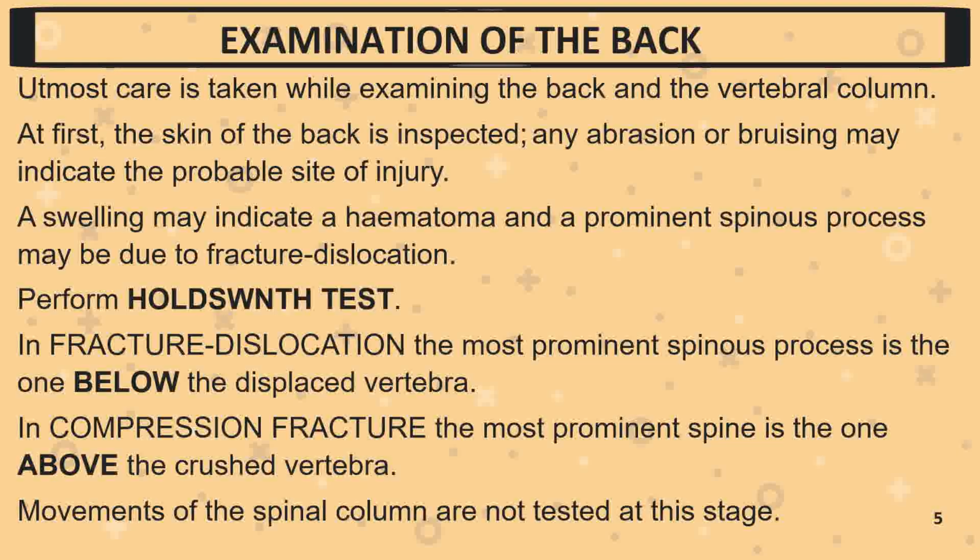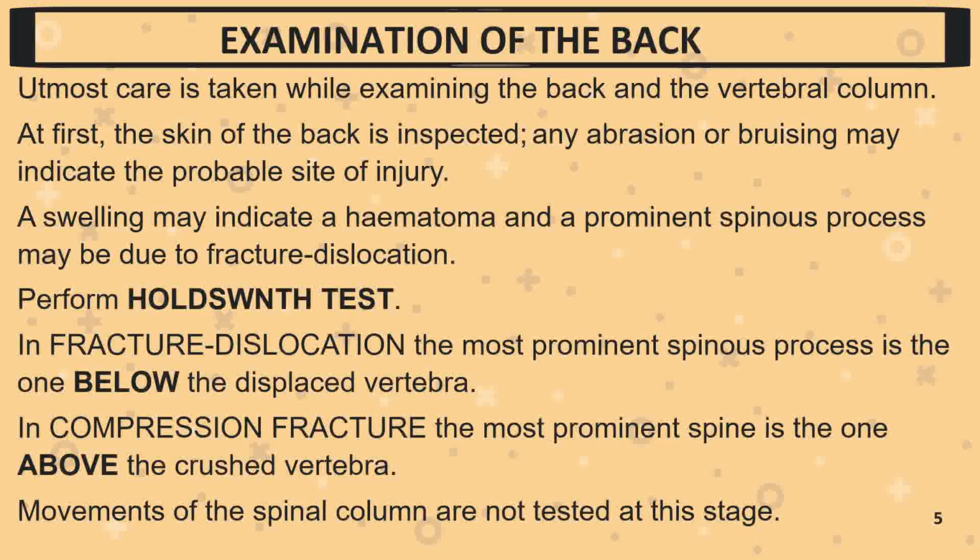A swelling along the spinal column may indicate a hematoma, or a prominent spinous process may be due to a fracture dislocation. Now palpate the spinal column with a running finger along the spinous processes and transverse processes. This is called Holdsworth test. An abnormal gap in the line of the spinous processes indicates a tear in the interspinous ligament, which indicates an unstable fracture. Undue prominence of a spinous process indicates a fracture dislocation of the underlying vertebra.